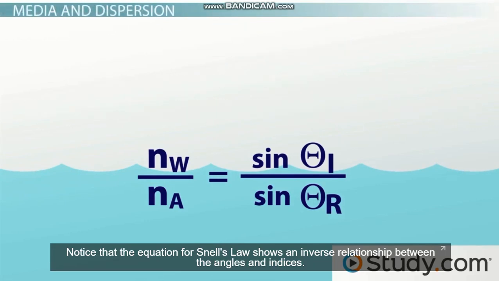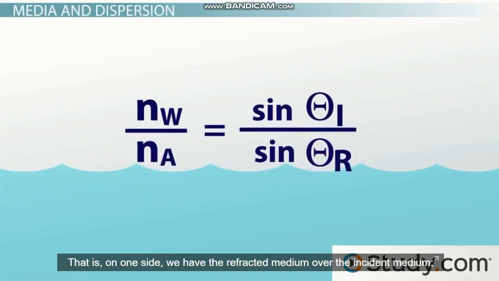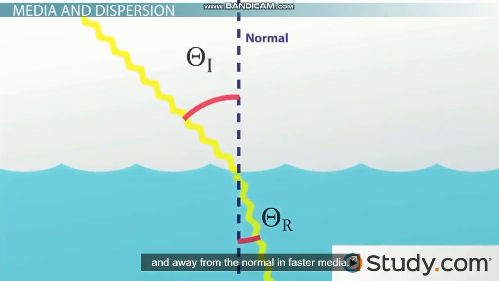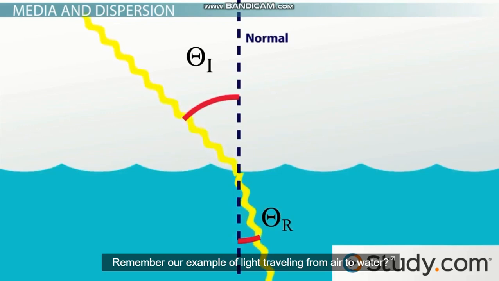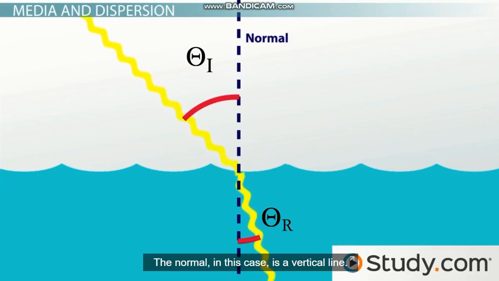Notice that the equation for Snell's law shows an inverse relationship between the angles and indices. That is, on one side we have the refracted medium over the incident medium, whereas on the other side we have the angle of incidence over the angle of refraction. This is really just a mathematical way of saying that light bends toward the normal in slower media and away from the normal in faster media. Remember our example of light traveling from air to water? Since water is a slower medium, then the light waves bend downward toward the normal. The normal in this case is a vertical line.